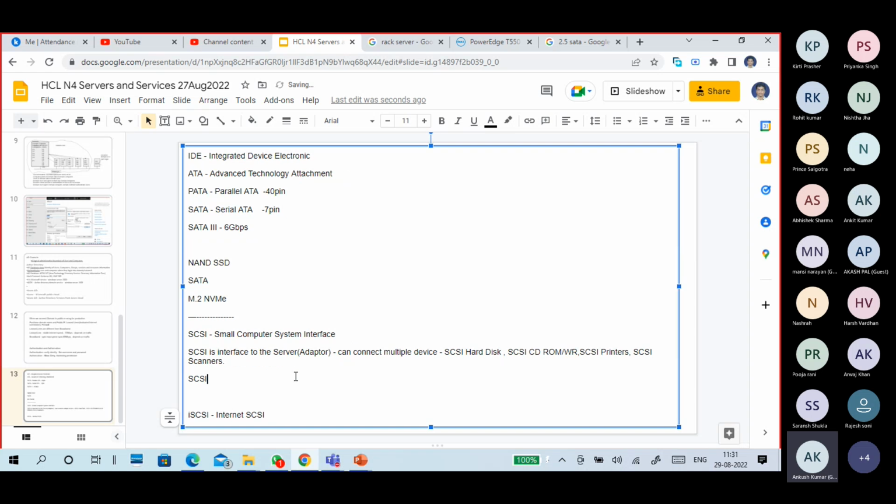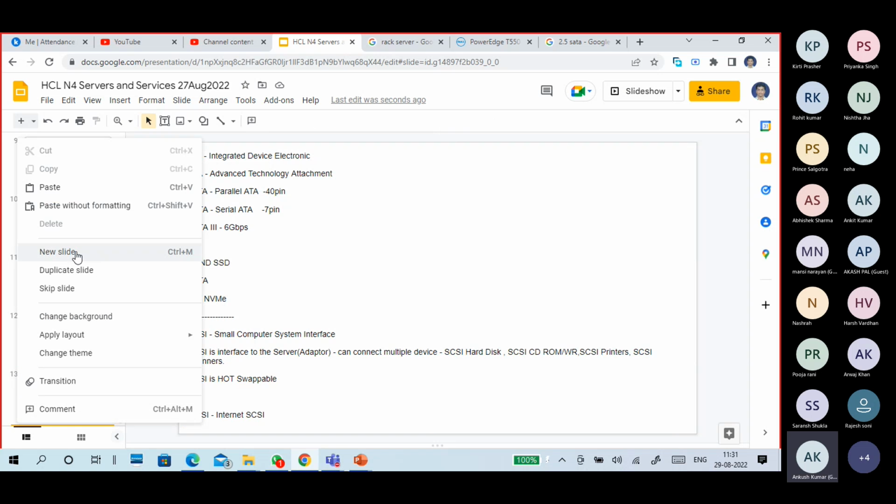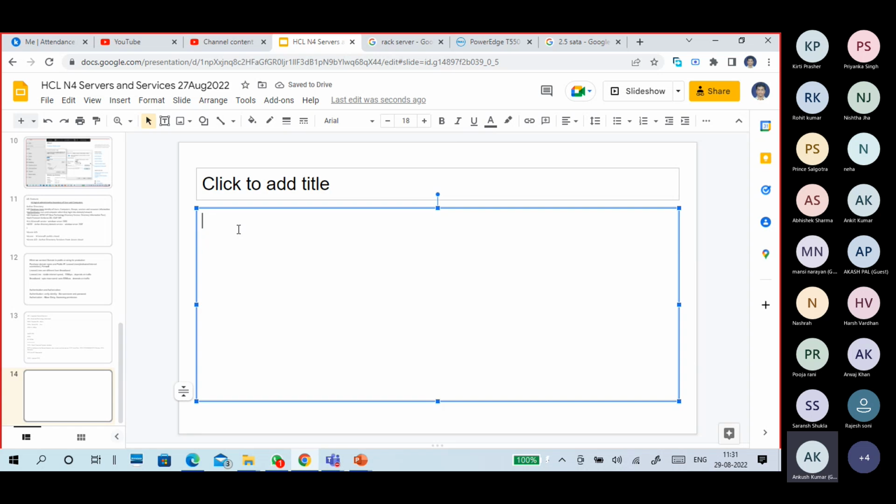Next, SCSI is hot swappable. What is hot swappable? Anybody? What is cold swappable? What is hot swappable? It means when you want to connect or disconnect a device in a system.